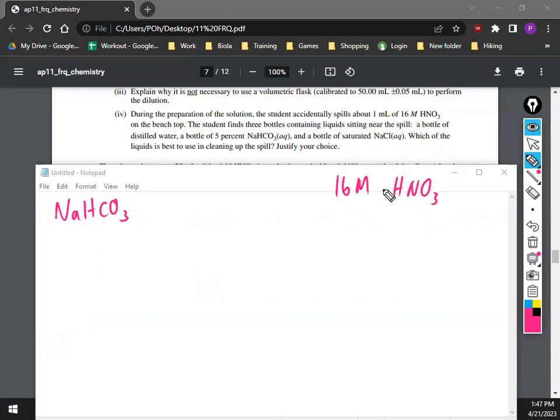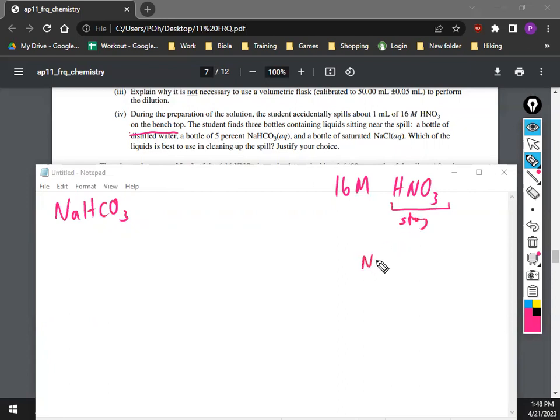If you just add distilled water, it's not going to react, right? You're just diluting it, but you're going to dilute it pretty slowly because you'll need a lot of water to neutralize the HNO3. It's 16 molar. So distilled water is out of the question. The saturated NaCl isn't going to work because if you take a look at HNO3, what type of acid is this? Strong acid, complete dissociation.